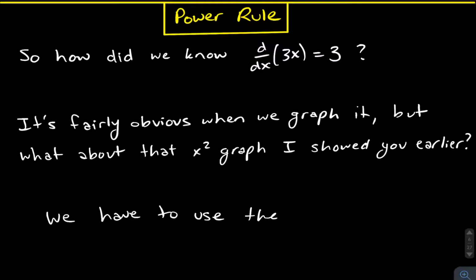So how did we know that the derivative with respect to x of 3x equals 3? Now, as I said, it's fairly obvious when we graph it. It's fairly obvious when we use y equals mx plus b. But then what about that x squared graph that I showed you earlier? Okay, we have to use something called the power rule.